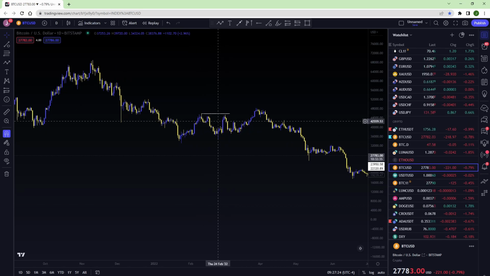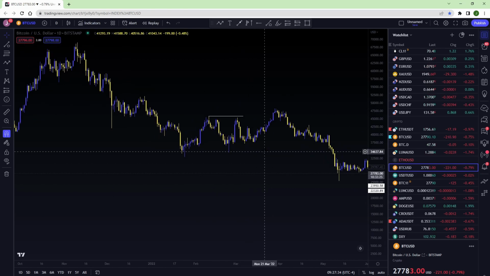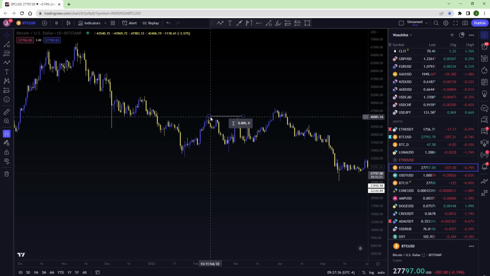When this happens, the market is anticipating price will return here. So orders are going to be placed here, because when price has already hit this level once before, it's predicted that it will hit it once again.